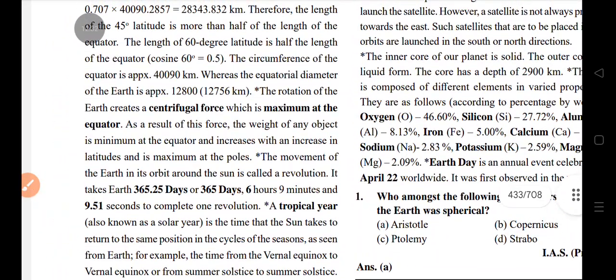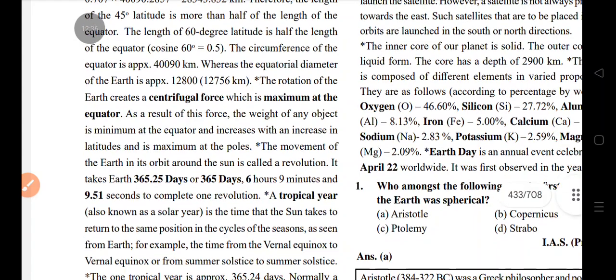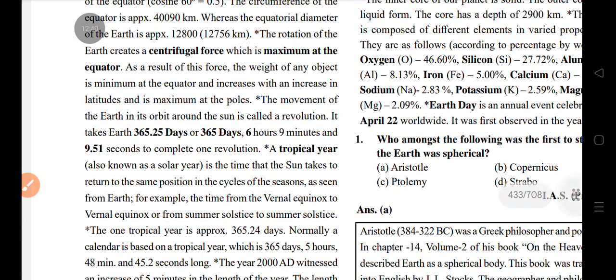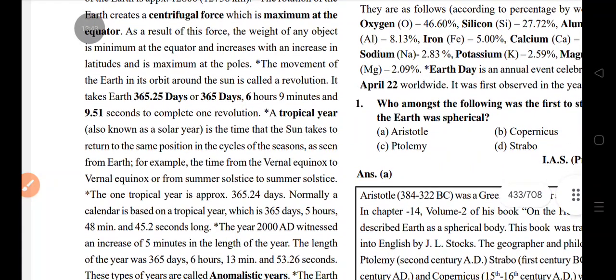Maximum at the equator: rotation of Earth creates centrifugal force, which is maximum at the equator. The tropical year is the time the Sun takes to return to the same position in the cycle of seasons.